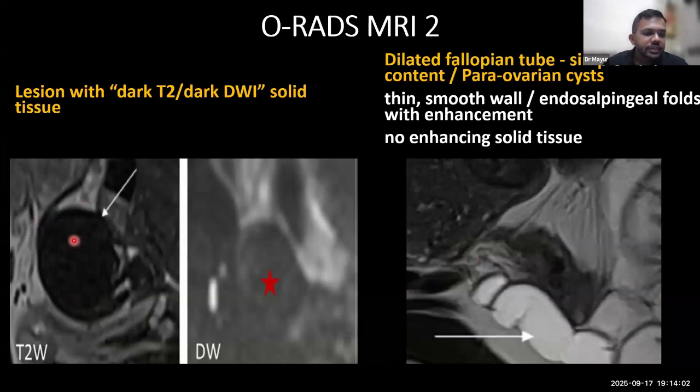Entirely solid lesions, which are uniformly dark on T2 weighted images, showing no restricted diffusion, are examples of benign fibroma and thecoma. They are included in O-RADS 2. Dilated fallopian tube or hydrosalpinx and para-ovarian cysts with smooth wall enhancement, no enhancing solid tissue, are also included in O-RADS 2.